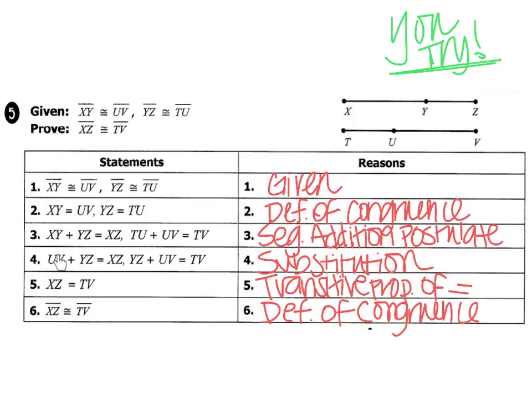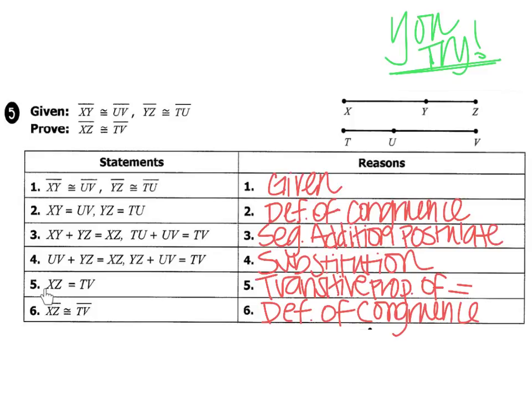So we substituted in uv for xy, and we can do that because we already proved in statement number 2 that xy is equal to uv. So we substituted it in. Same thing for these second two equations. The only thing that changed from here to here is that we substituted in yz for tu, because in statement number 2 we previously proved it. So we can't substitute those in until we prove it in a previous statement. And because we proved it in step 2, we can take that and substitute it into step 3, and that's how we get step 4. So the reason for step 4 would be substitution.